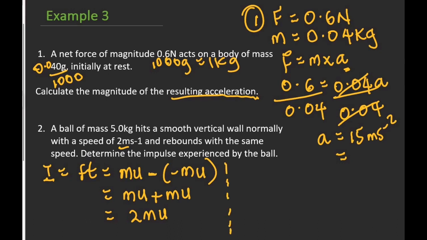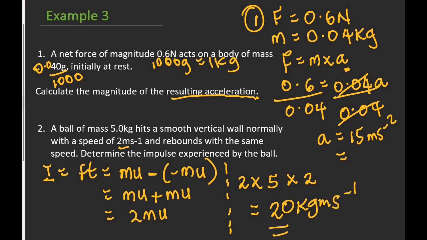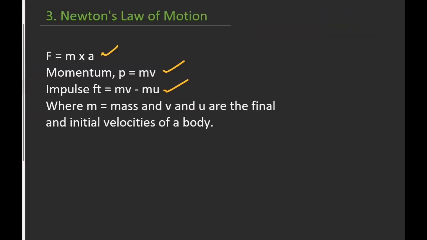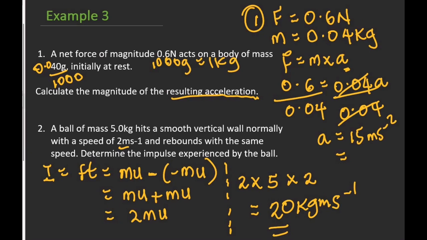So 2 times the mass. What is the mass again? 5 kilogram. And then the velocity is 2. 2 times 5 is 10, and 10 times 2 will give me my answer, which is 20 kgm per second. This is an application of Newton's law of motion. I solved a question on force and impulse. You can still try and look up other questions as well, but this is just to keep you abreast with what you are supposed to know.